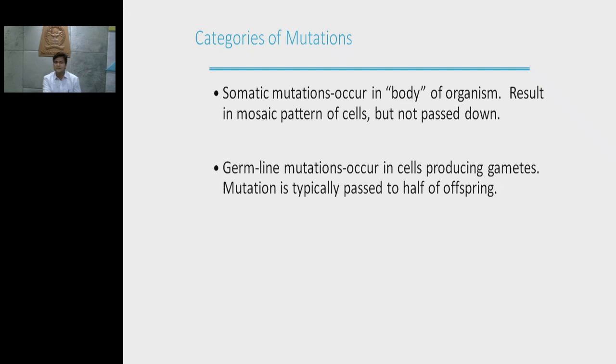In the case of germline, mutations occur in gamete-producing cells, typically germ cells. These mutations pass to offspring, or half of the genes may pass to their progeny.